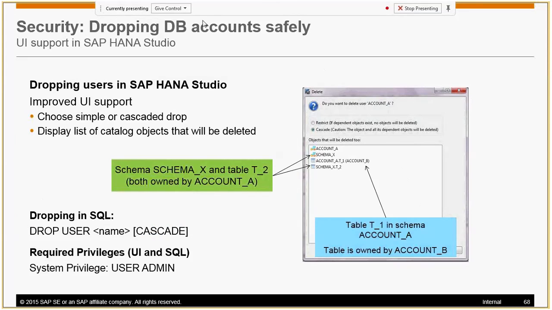If you do a drop from the graphical interface, basically you can also see the dependency. So you can decide if you would like to do a normal drop or a cascade. If you select cascade, then you see the list of objects that will be deleted together with the user.